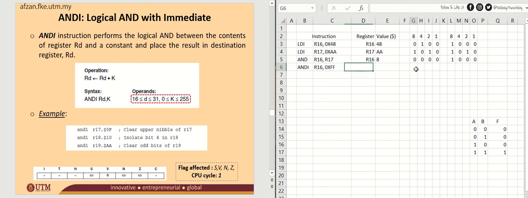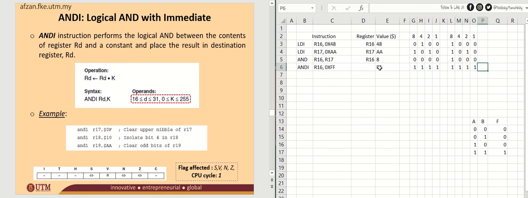Alright, so what happened here? First R16. What is the current value of R16? The current value of R16 is 08. You see here, this is a binary representation. And then now you have FF, this is your immediate value. So how to convert from hexa to binary? FF is 15. F is 15. So 8 plus 4 plus 2 plus 1, you get 15.